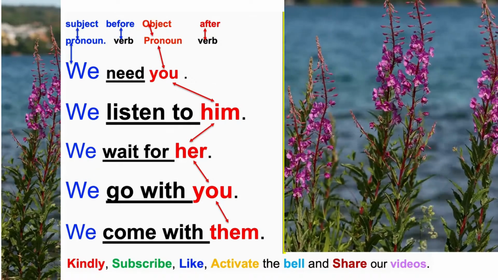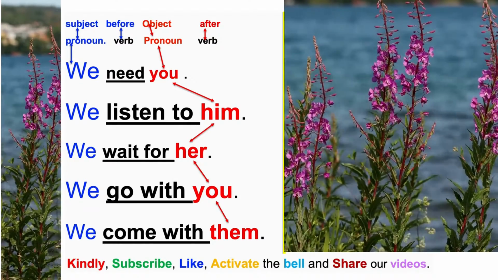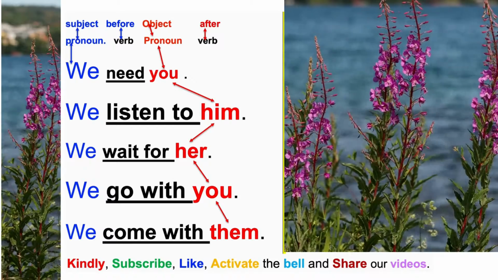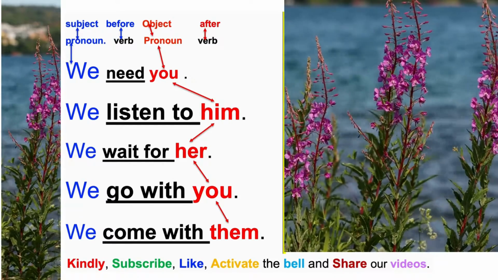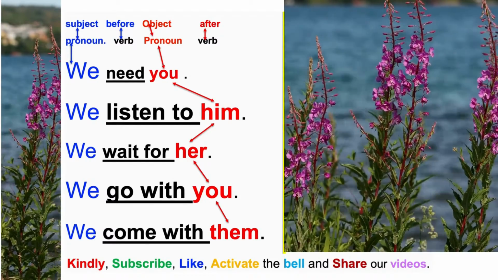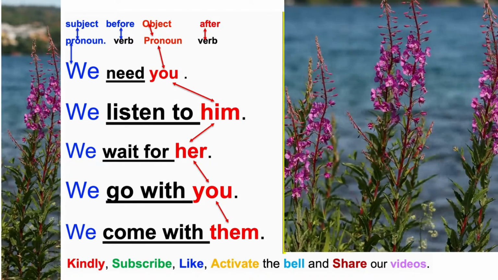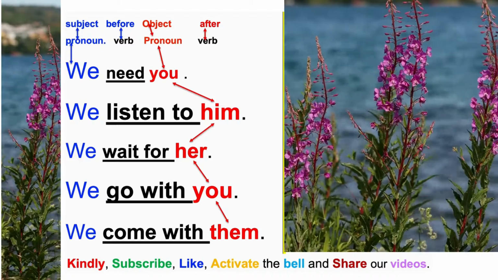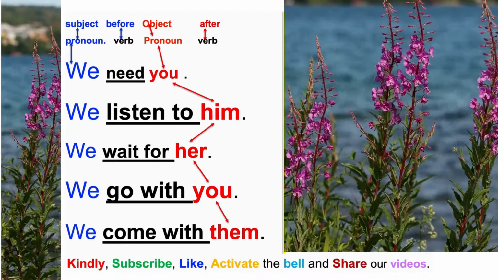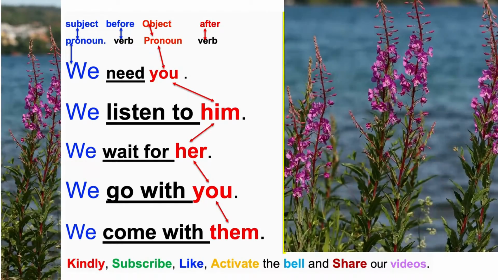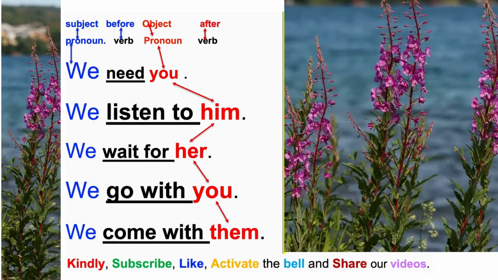Now we have different verbs and we have different pronouns, or especially object pronouns. We have the same subject pronoun, we. We need you. We listen to him. We wait for her. We go with you. We come with them.